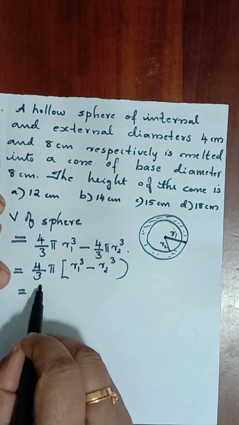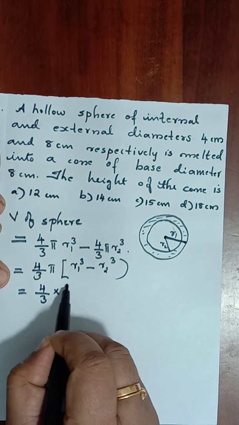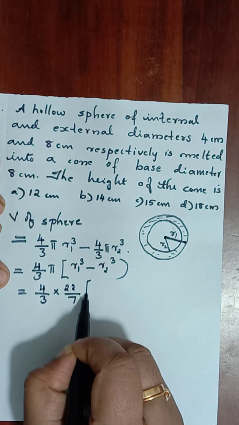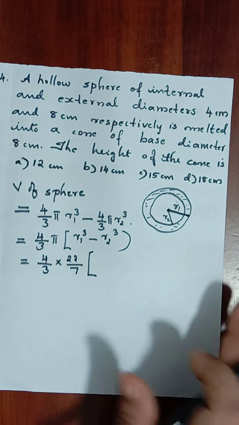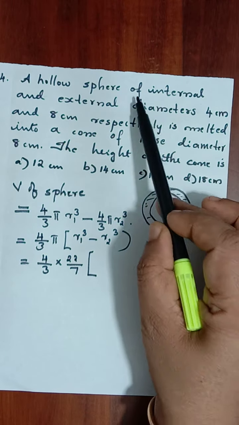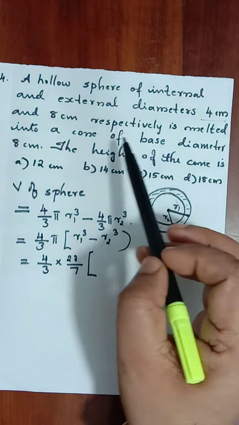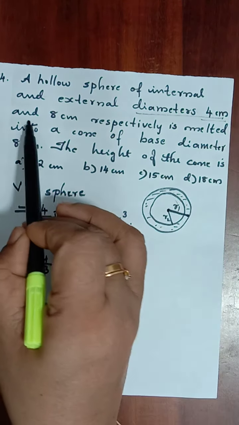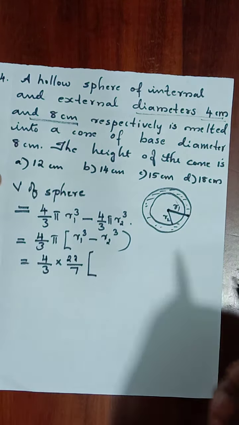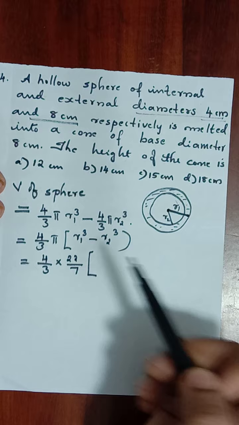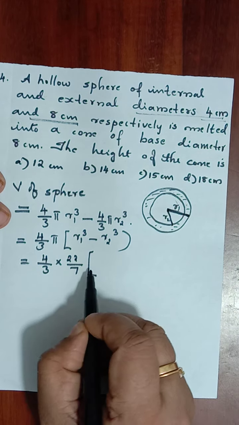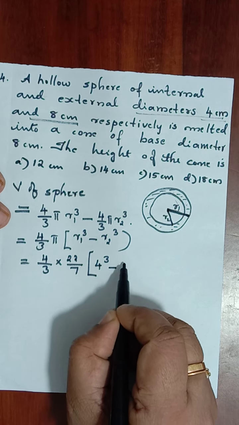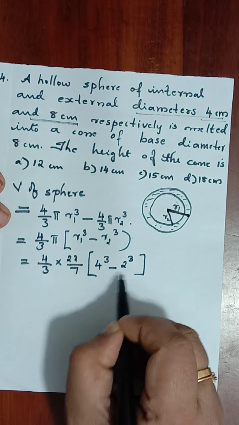So let us substitute the values: 4 by 3 into 22 by 7 into R1 cube minus R2 cube. How much is R1? Internal diameter 4, external diameter 8. So external radius will be 4 and internal radius will be 2. It is 4 cube minus 2 cube.